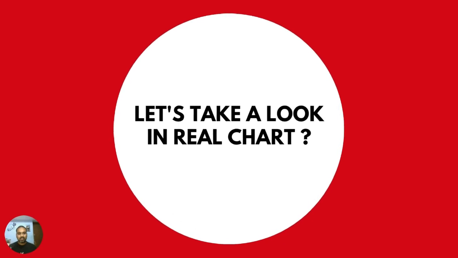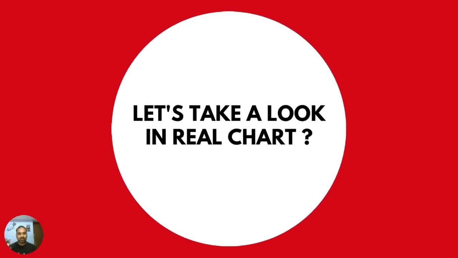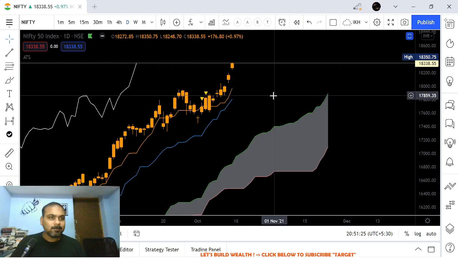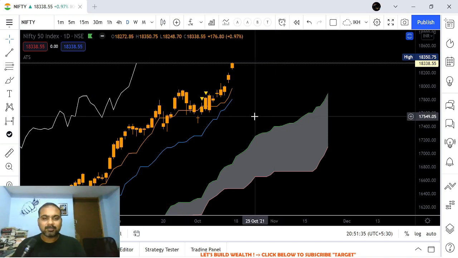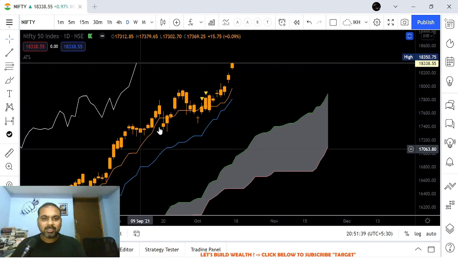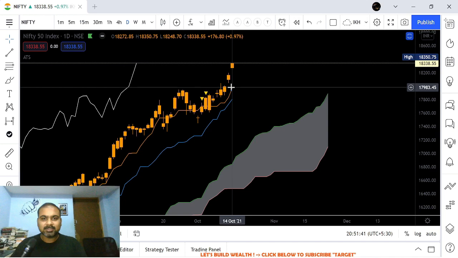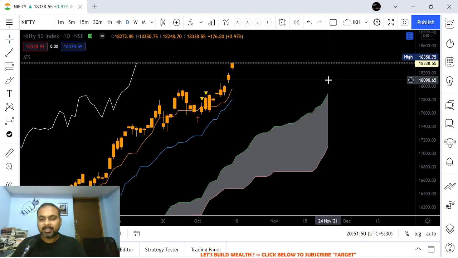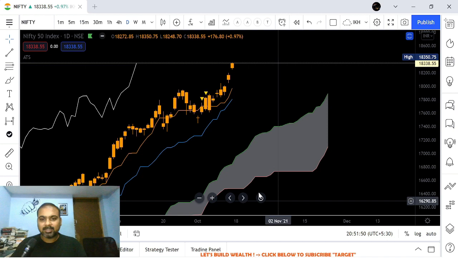Right, let's take a look at a real chart so we'll get a better understanding. Alright, let's look at these five components in TradingView. I have plotted the Ichimoku indicator on the Nifty chart. The orange line is Tenkan-sen, the blue line is Kijun-sen, the white line is Chikou span, the green line is Senkou span A, and the red line below is Senkou span B.